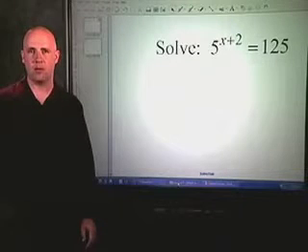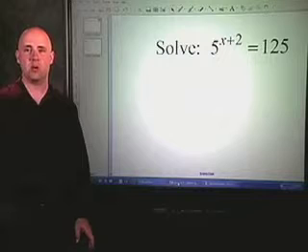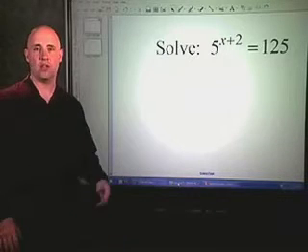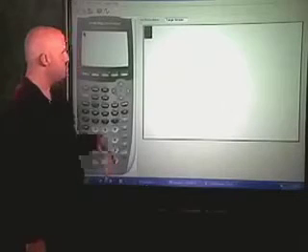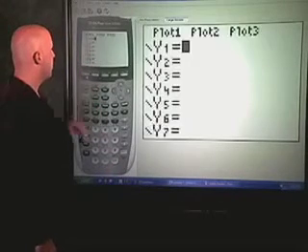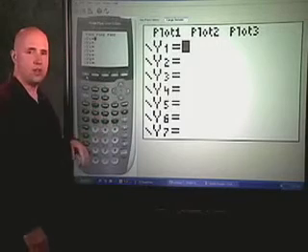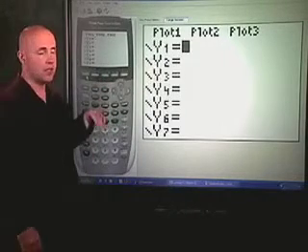Now that we've solved this problem algebraically, let's move to our Smartboard interactive whiteboard and solve this on a graphing utility. To solve this on our graphing utility, we'll notice that we have expressions on the left side and the right side of the equation. So we're going to use our intersect feature. We'll go to y equals. We're going to enter the left side of the equation in y1 and the right side in y2.